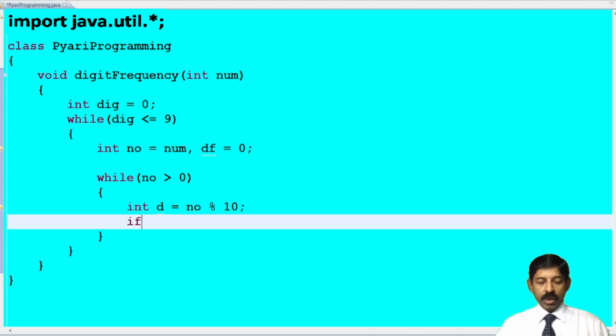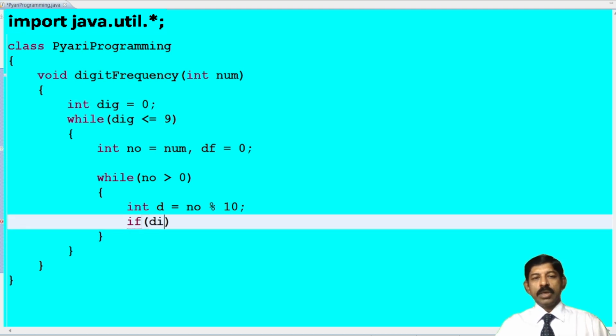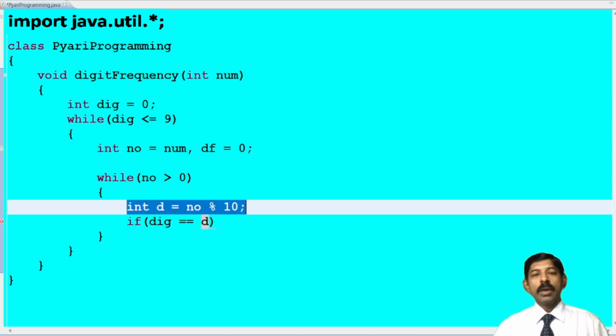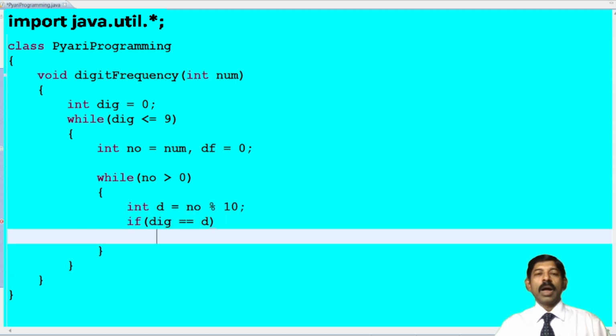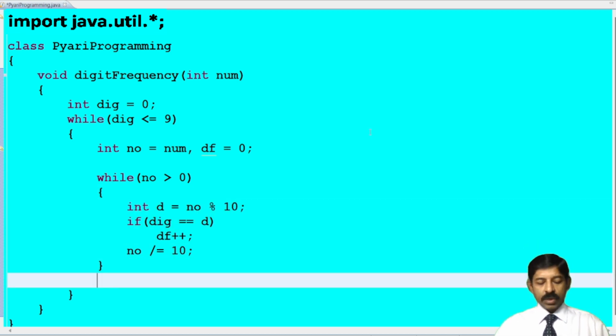I will check if the digit whose frequency I want to find out, dig, is equal to the current digit that I have extracted from the number. If both are equal, I will increase the digit frequency by 1. After this, I have to reduce the number, so that's why I will say n divide equals 10 to reduce the number. After getting the frequency, I will display it.